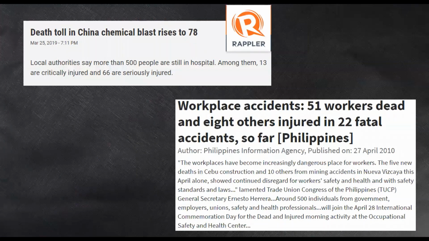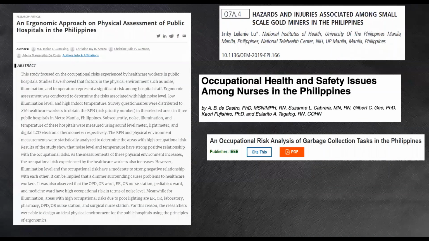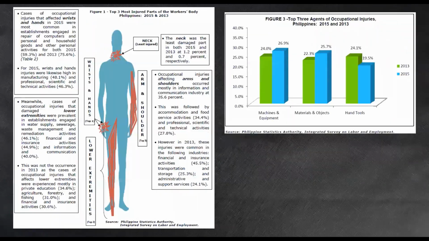I'm sure you've already heard about reported cases of workplace accidents or illnesses that develop because of the nature of the work of the person. Or maybe you have also read published journal articles about the different risks and dangers existing in different jobs or professions. According to the Philippine Statistics Authority, the wrists and hands are the most injured part of the worker's body. This is followed by the lower extremities, then the arms and shoulders, and the neck as the least injured.